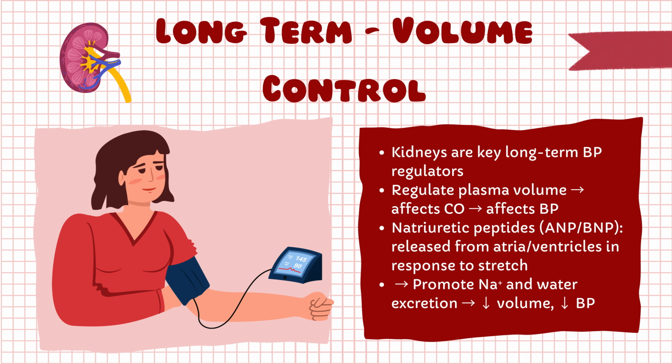The kidneys are the ultimate long-term regulators of blood pressure. They adjust plasma volume via sodium and water excretion. If pressure is high, they excrete more fluid. If pressure is low, they retain more fluid. Additionally, the heart itself helps by releasing natriuretic peptides like ANP and BNP, triggered by atrial or ventricular stretch. They cause vasodilation, promote natriuresis, sodium excretion, and inhibit renin and aldosterone release. Net effect, lower blood volume and pressure.